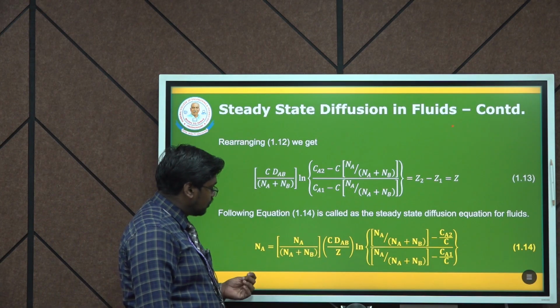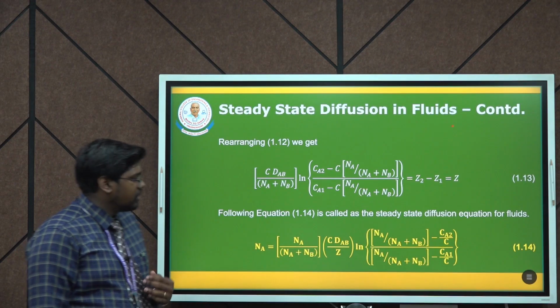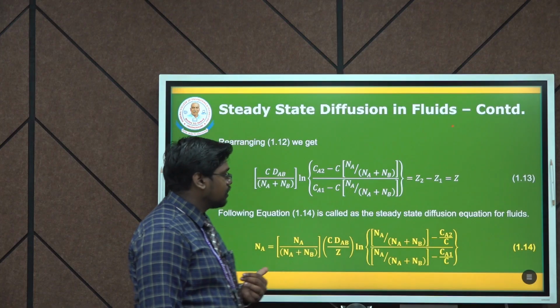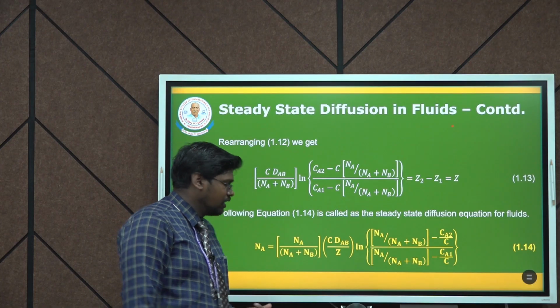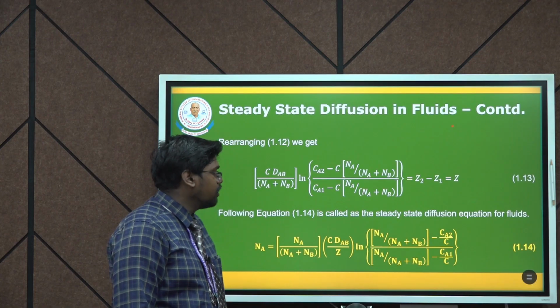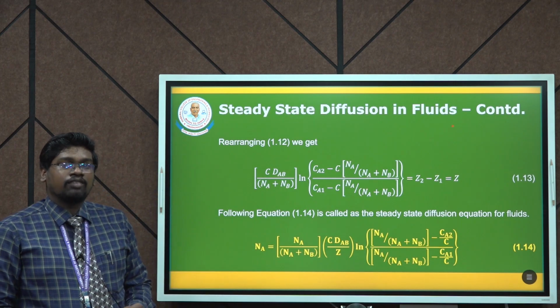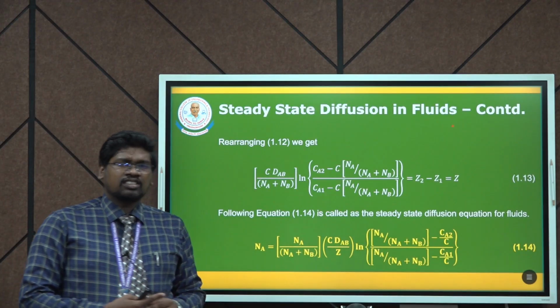Those are: Na is equal to Na divided by Na plus Nb into C DAB divided by Z into ln of Na divided by Na plus Nb minus Ca2 by C, divided by Na divided by Na plus Nb minus Ca1 by C. So this is the equation for the steady state flux in liquids.